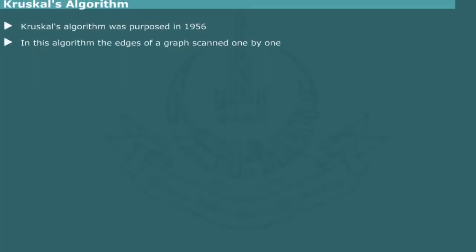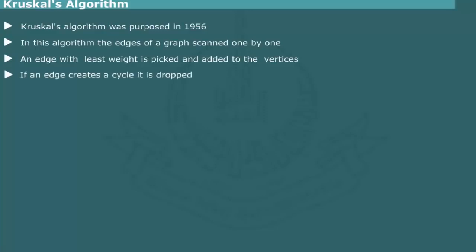Kruskal's algorithm. Kruskal's algorithm was discovered in 1956. In this algorithm, the edges of an undirected weighted graph are scanned one by one. At each step, an edge with the least weight is picked and added to the corresponding vertices of a graph. If an edge creates a cycle, it is dropped.